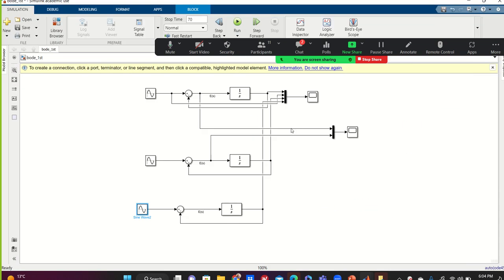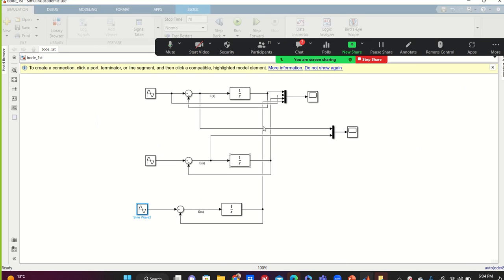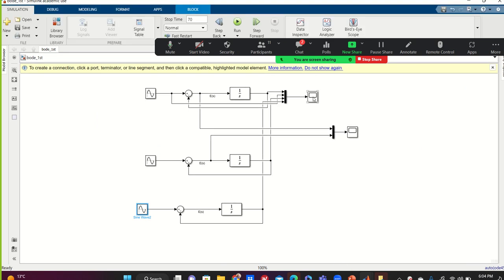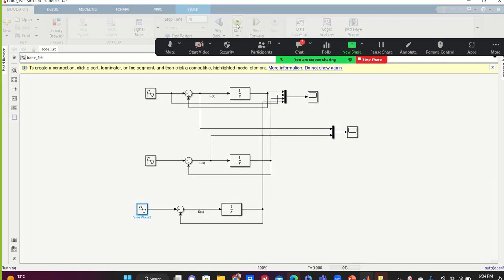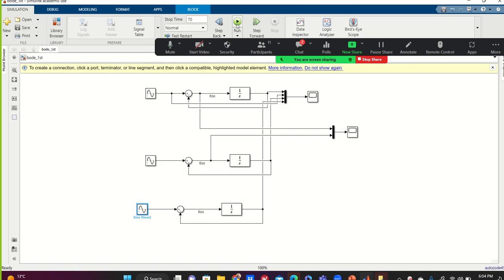What do you expect, tell me before running? What do you expect to see in amplitude? Tell me. Anyone?